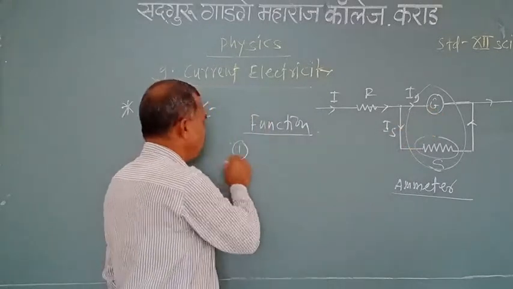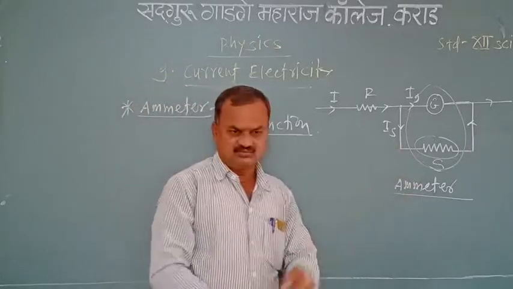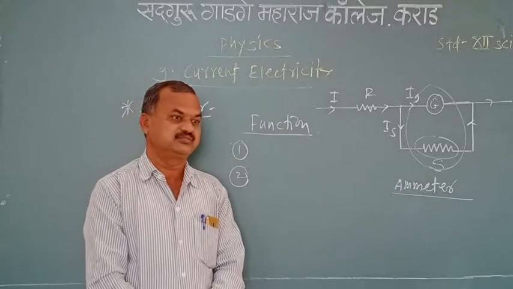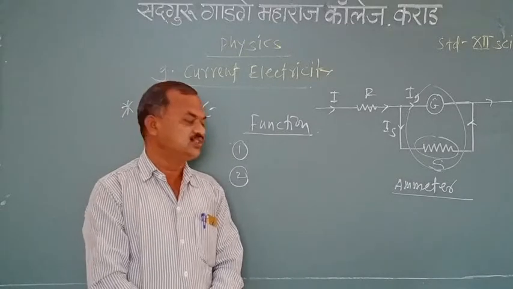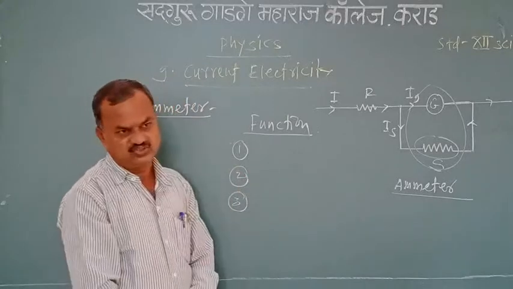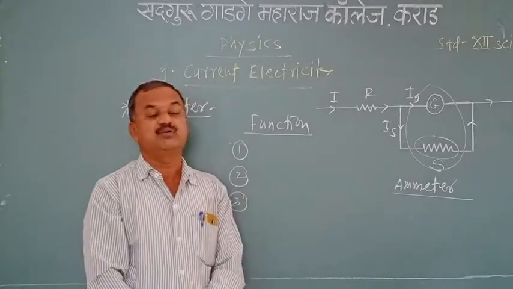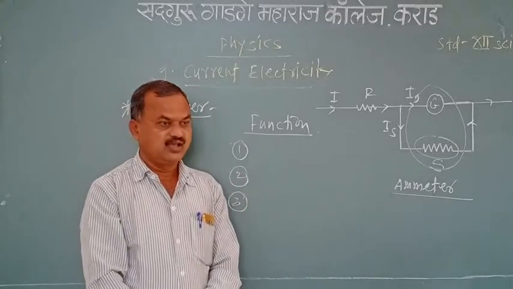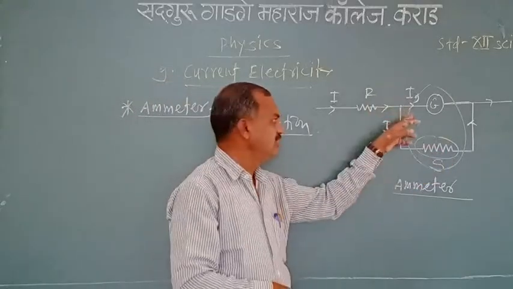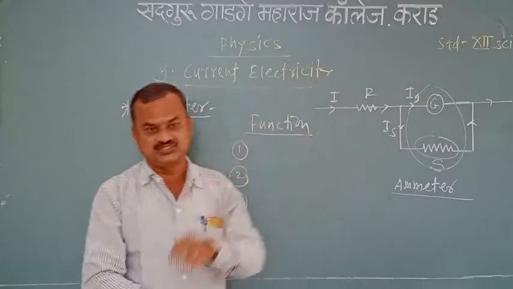Second, this shunt increases the range of that instrument. Also, this shunt increases the capacity of that instrument to measure a large amount of current. Also, this shunt is useful for protection of that instrument from damage.